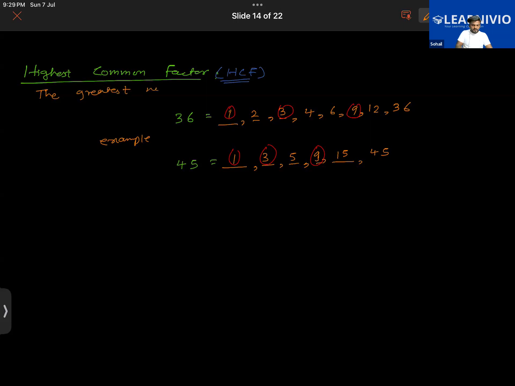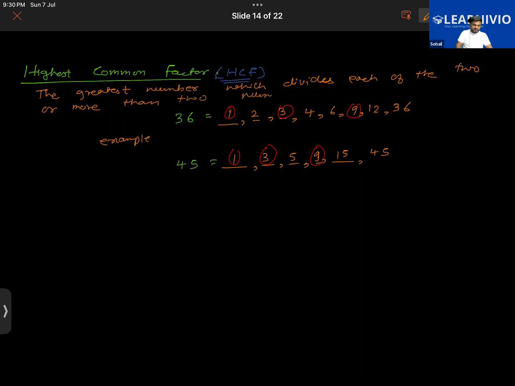The greatest number which divides each of the two or more than two numbers.